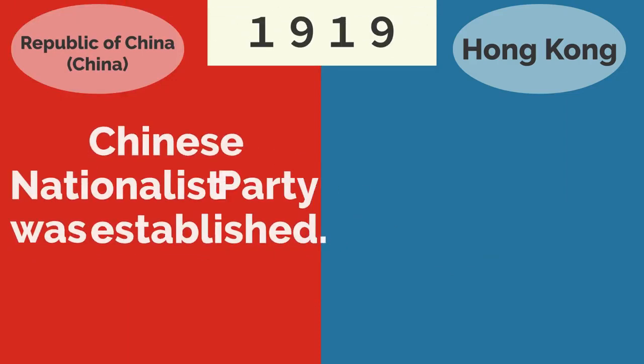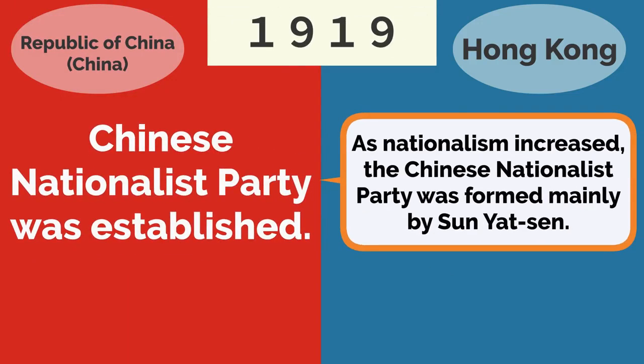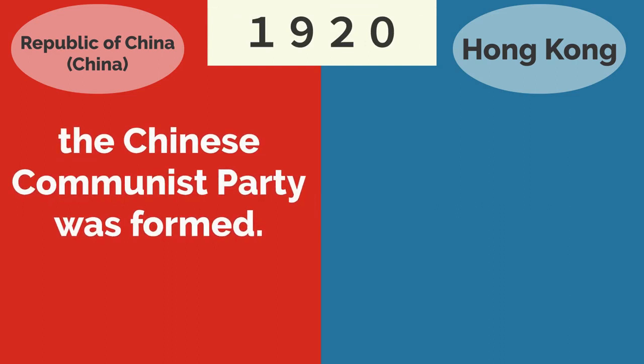In 1919, as nationalism increased, the Chinese Nationalist Party was formed mainly by Sun Yat-sen. In 1920, the Chinese Communist Party was formed.